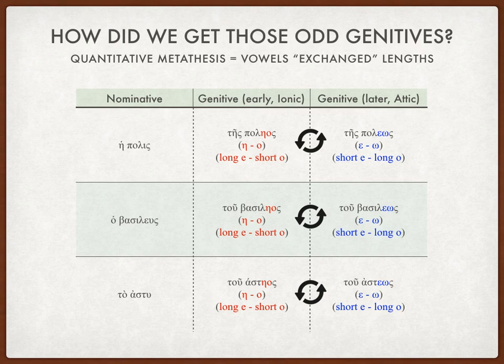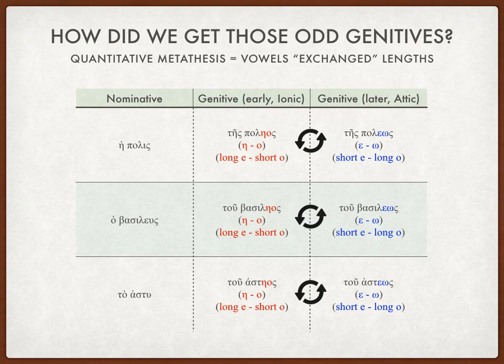If you read any Hippocratic texts or Ionic texts by Herodotus or other Greek authors who came from that part of the Greek world and said something belonged to a king or was of a king, you wouldn't see eos like you see in your textbook, but instead you would see tu basileios, eta omicron sigma, totally regular third declension. But over time, when it got picked up by Attic Greek, the quantitative metathesis changed it from long E, short O, to short E, long O, which you can see on the right.